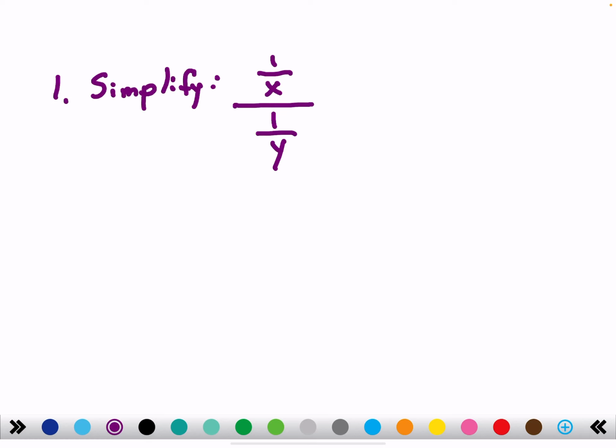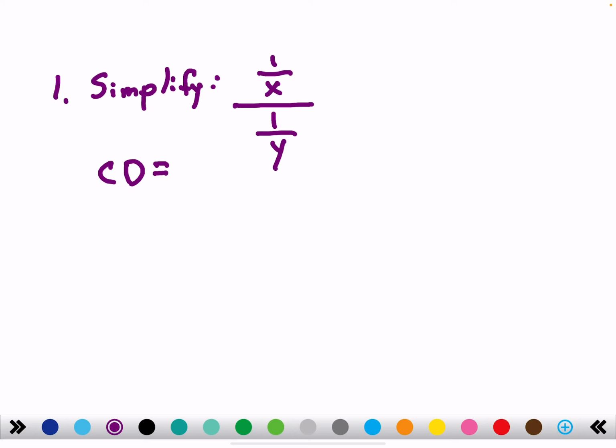Let's simplify the complex fraction 1 over x divided by, or over, 1 over y. So remember, CD is a common denominator. All of the different variables and numbers and other expressions that you see on the bottom of the fractions.